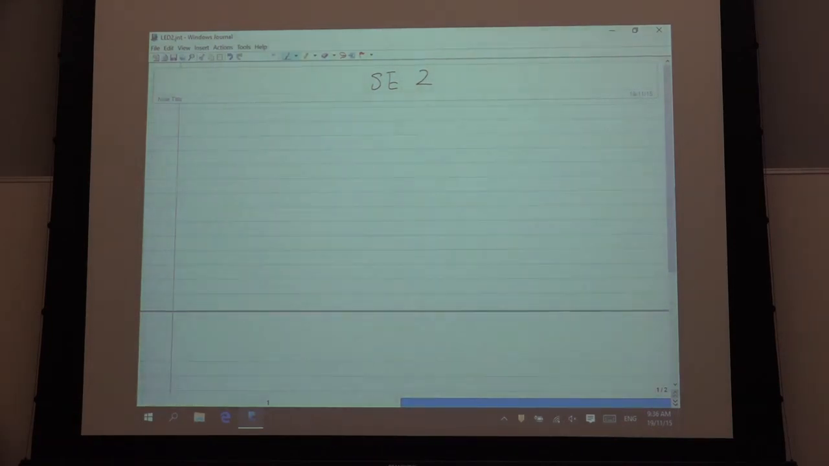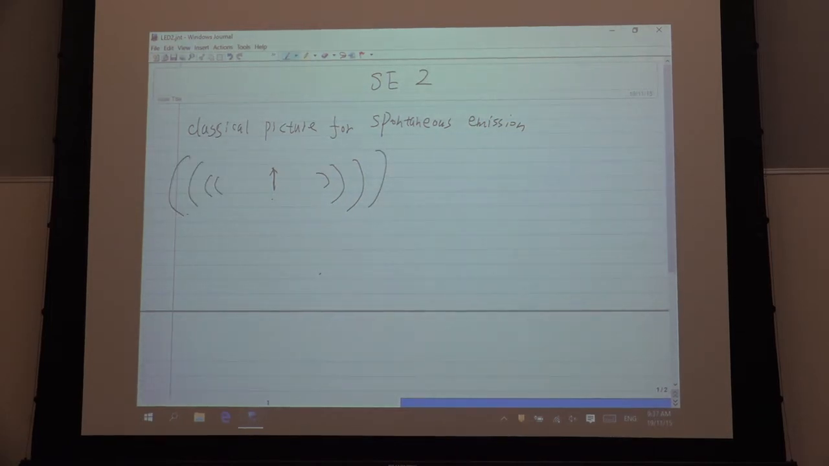A classical picture for spontaneous emission. Okay, consider a Hertzian dipole. When the Hertzian dipole emits an electromagnetic wave, they emit the electromagnetic wave to the far field. So the electromagnetic wave will be emitted.